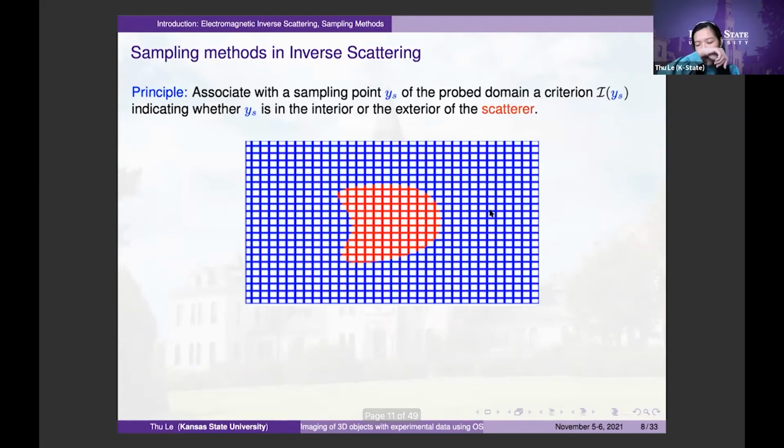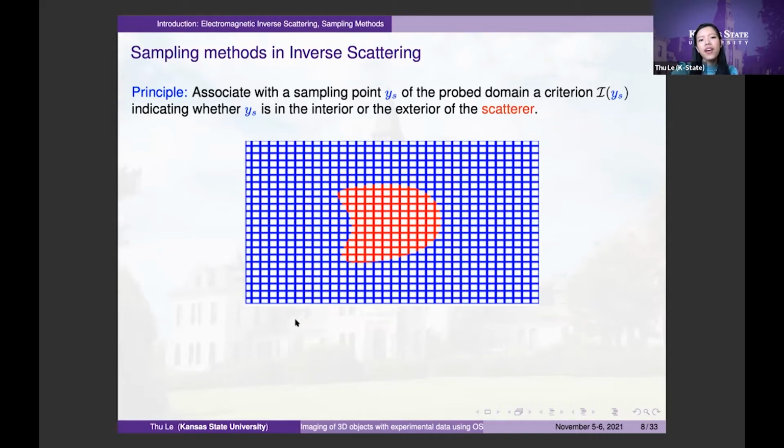Okay, so in order to solve that inverse problem, we're going to use sampling methods. The idea of a sampling method is that first we discretize the domain into many pieces like that, and we have a sampling point, let's say y_s, which is associated with a criterion, which is a functional I of y_s. And the value of this functional will indicate whether the sampling point y_s is inside or outside of the scatterer. So that's just the simple principle of the sampling method.